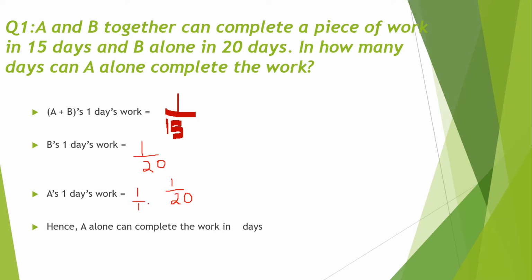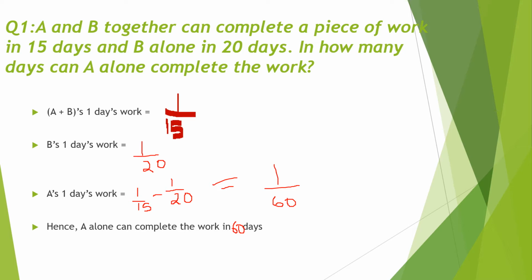1 by 15 minus 1 by 20. What is the answer? 1 by 15 minus 1 by 20 is 1 by 60. So A alone can complete the work in how many days? Taking the reciprocal, that will be 60 days. A alone can complete the work in 60 days. Clear?